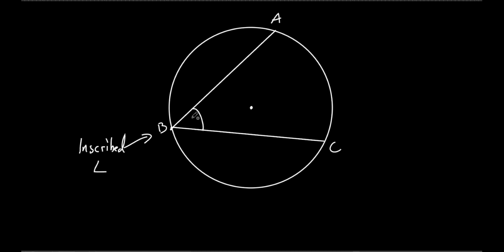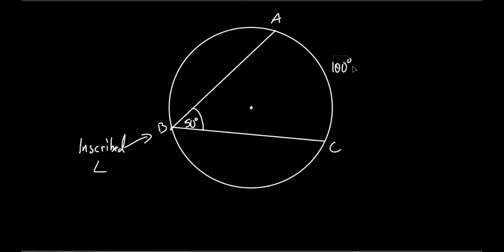Okay. What if I said this arc AC was 100 degrees? What's double? The angle is double the arc? Double the angle. Very good. Okay, the arc is double the inscribed angle. So if I told you that arc AC was 100 degrees, then what would angle B be? 50 degrees. As simple as that.